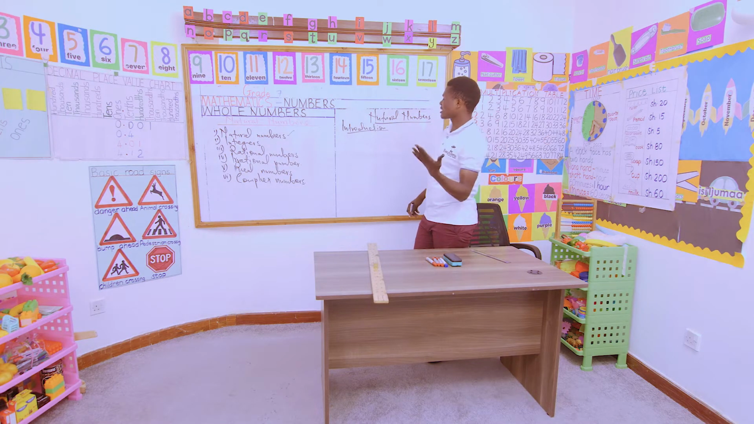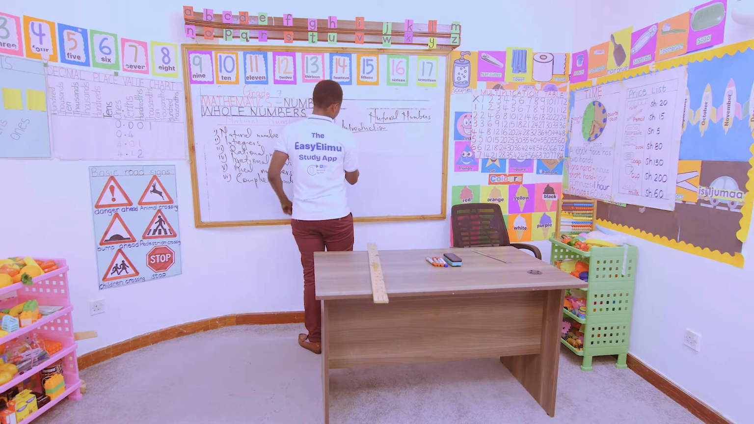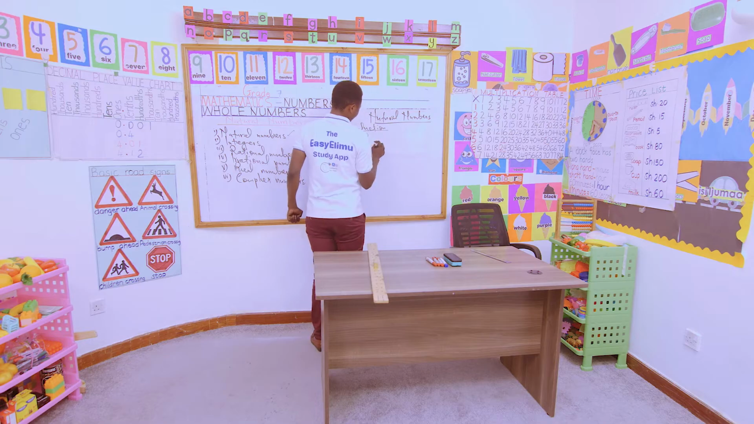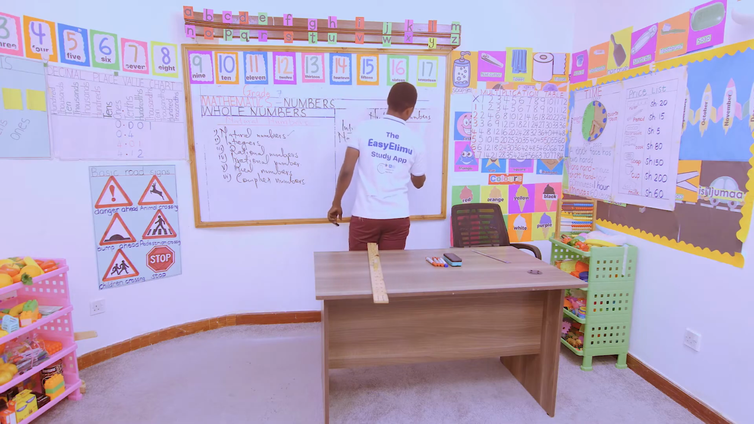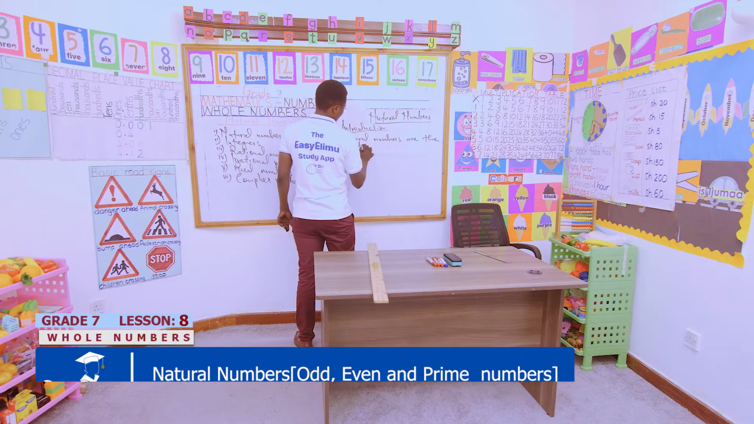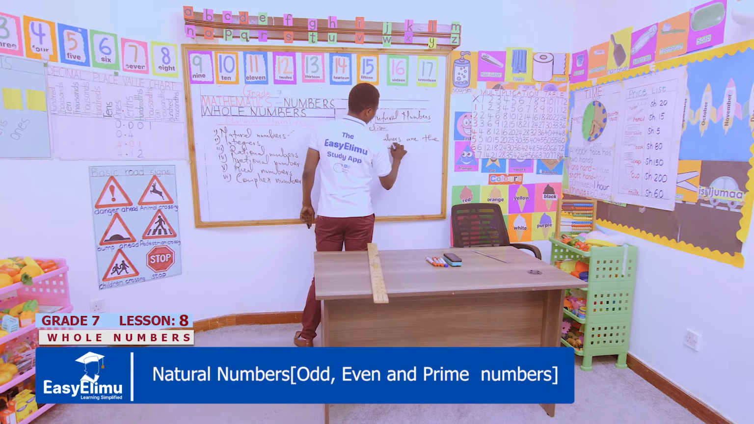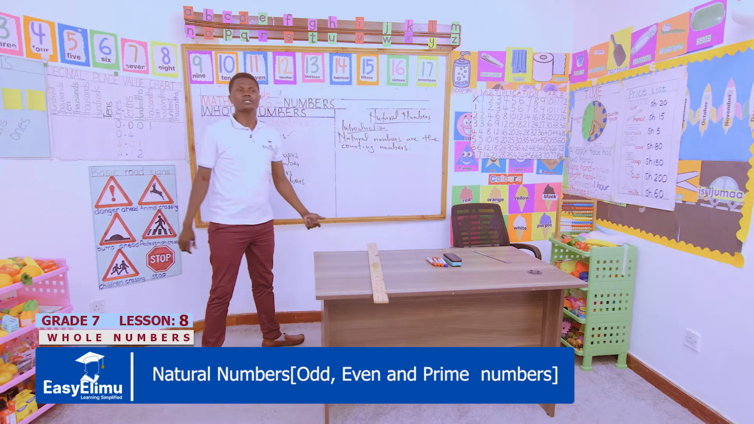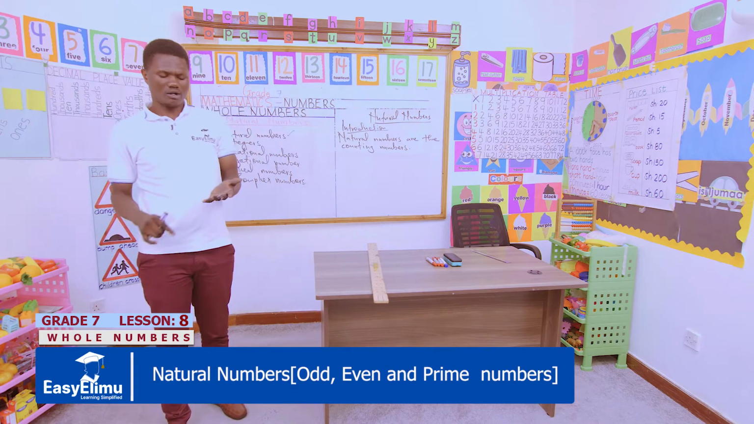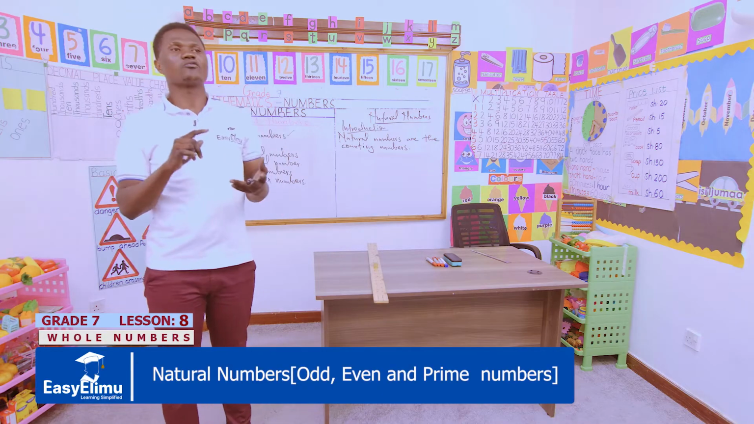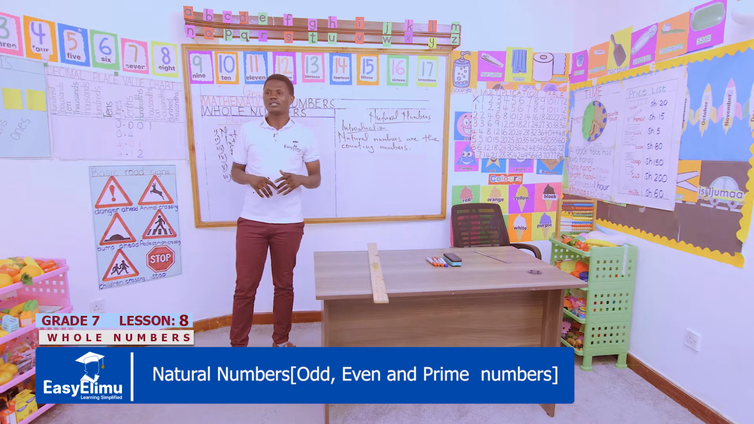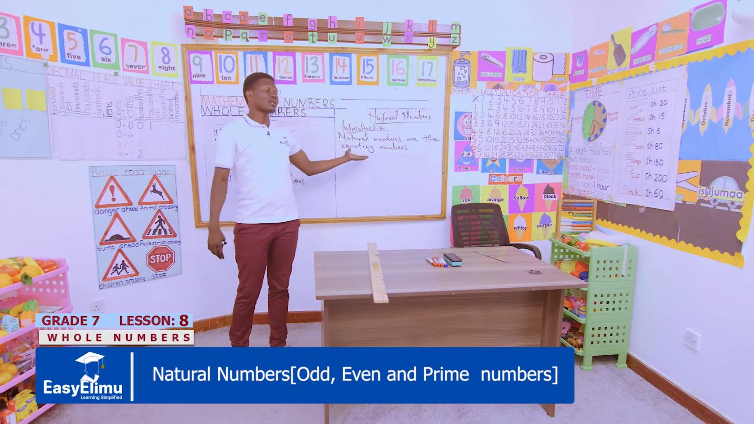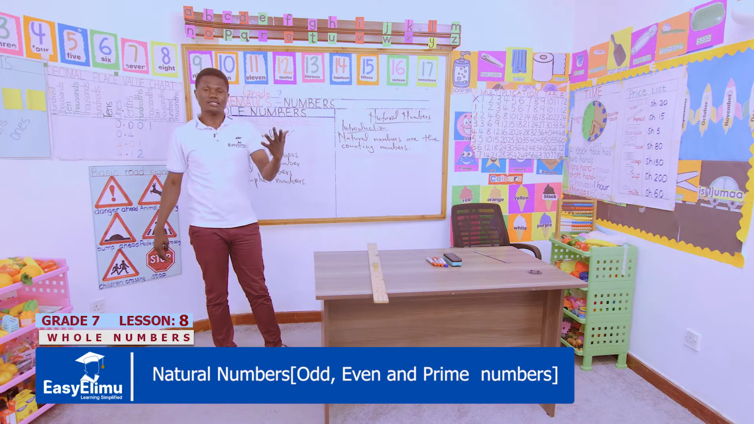Okay, in simple terms, you can say natural numbers are the counting numbers, the numbers that we use to count. You want to count the number of children in a class, the number of buses in your school, the number of houses in your estate, the number of students in a school, the census, the population of a country, etc.